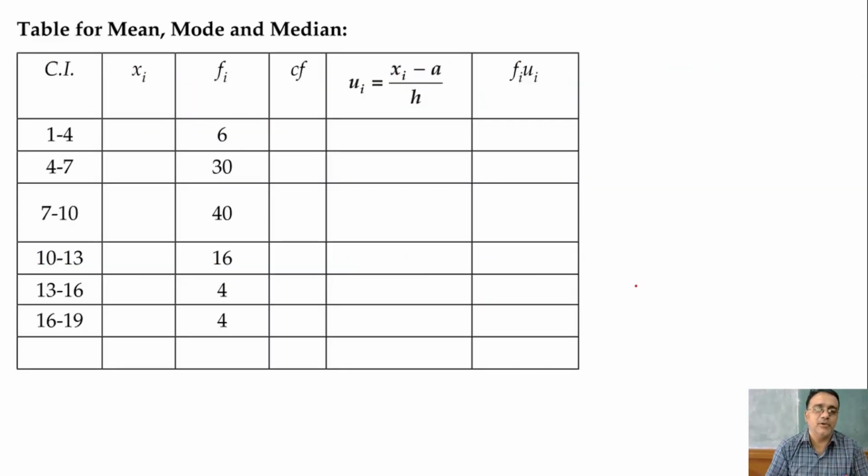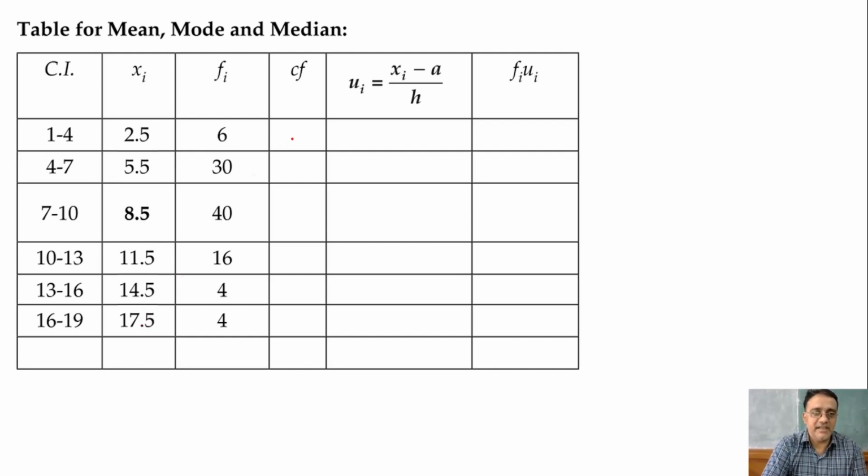Uske liye ek hi table hum log banayenge. Okay, kabhi bhi teeno aata hai to sabse best hai ki ek hi table banana: pehle class mark, then cf, then u, then f u. Okay. So what is the class mark of first class? 2.5. Okay. Next, what is the class size of all the class intervals? 3. So 3 add karte jao. Okay. So we'll get 5.5, 8.5, 11.5, 14.5, 17.5.